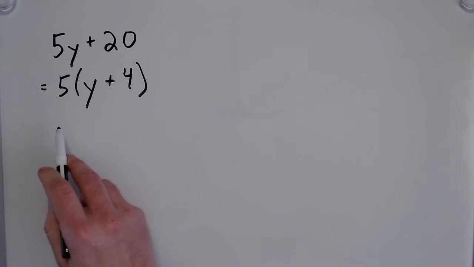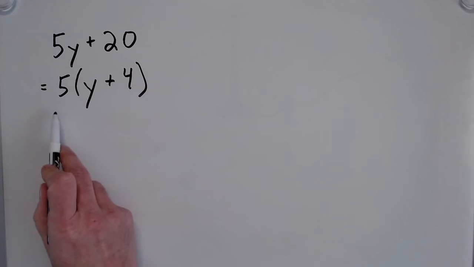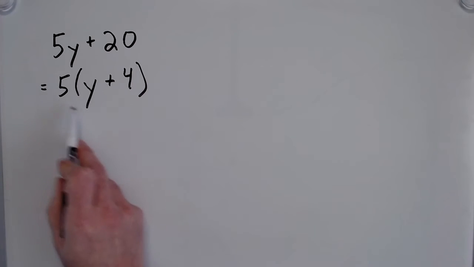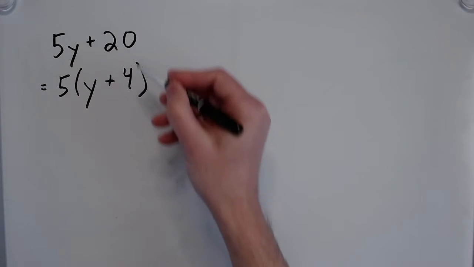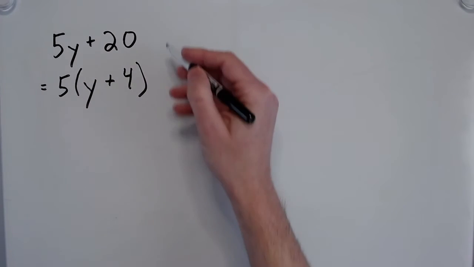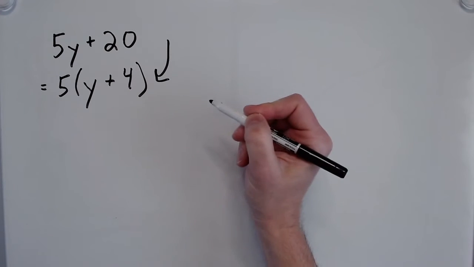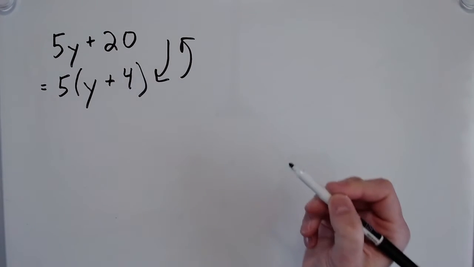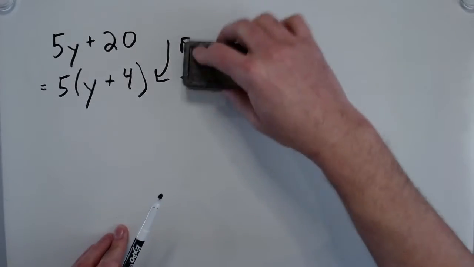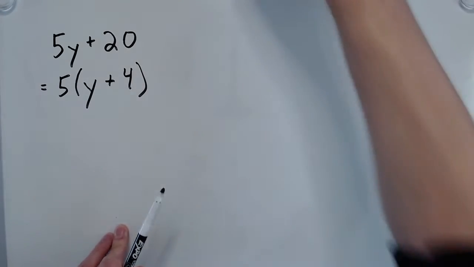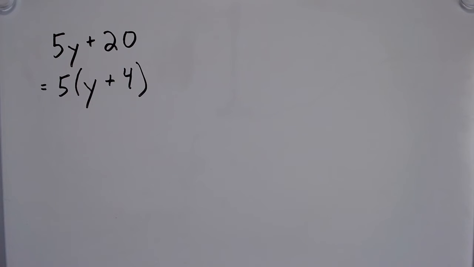So if we were to go back to the beginning of the video, we would distribute 5 times y, and 5 times 4 is 20. So all we're doing is going back and forth, back and forth. Going this way is factoring, and going this way is distributing. Let's get rid of those pesky arrows. Let's do another example of factoring.